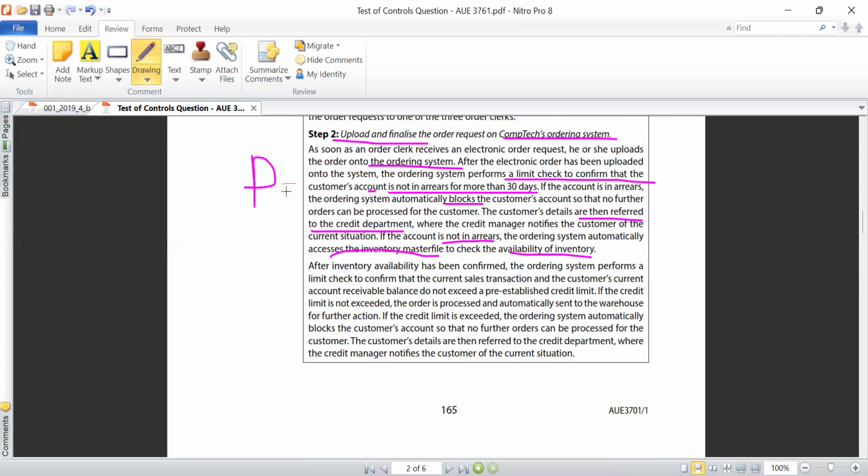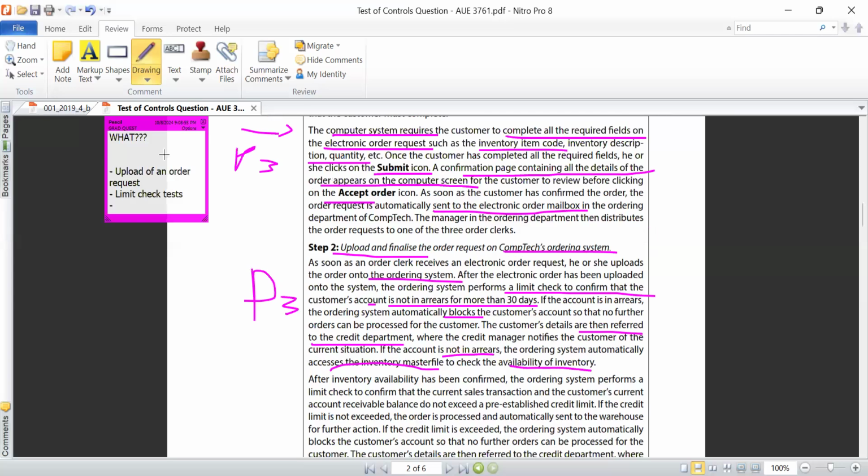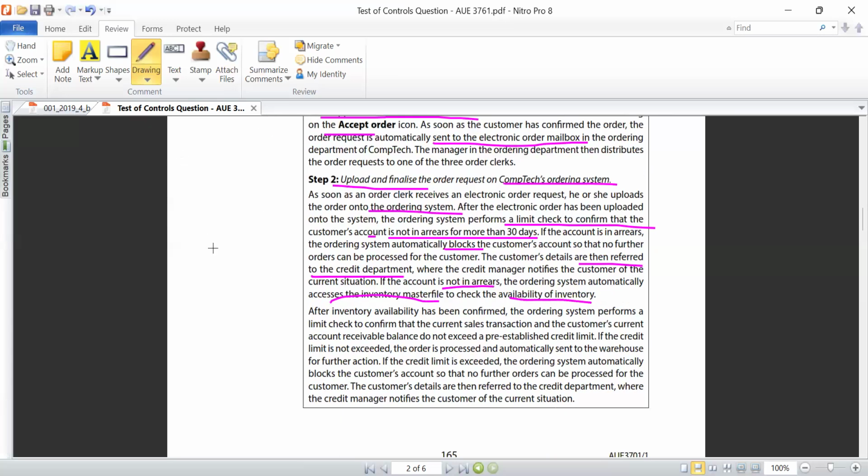So that's problem area number 3, which is what I've already indicated there as well. Sorry, this is problem area 4 now. Yeah, problem area 4, not 3. And it has to do with upload and finalization of the order request.